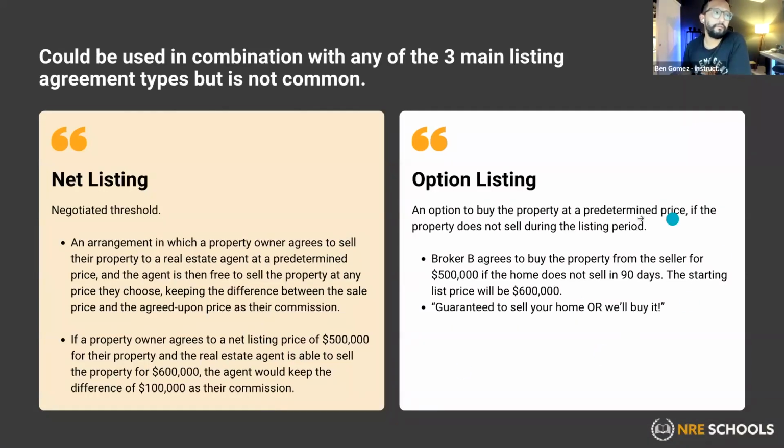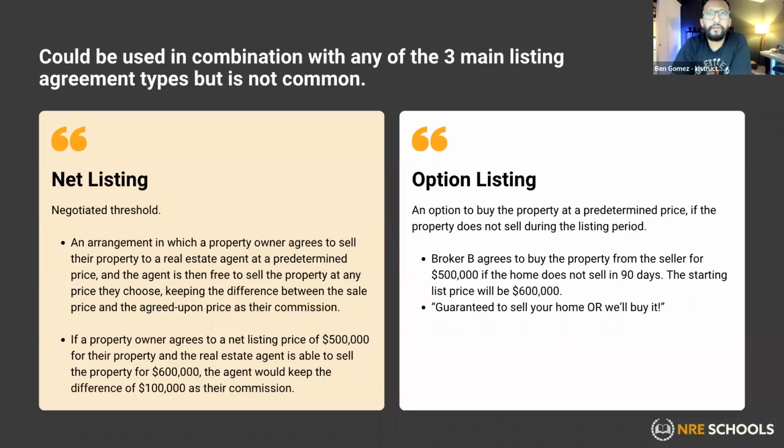An option listing is an option to buy a property at a predetermined price. So broker B agrees to buy the property from the seller for 500,000 if the home doesn't sell in 90 days. The starting price will be 600,000. Not really an example, but every time I hear option listing, what comes to my mind is those billboards or banners that say guaranteed to sell your home or we'll buy it.